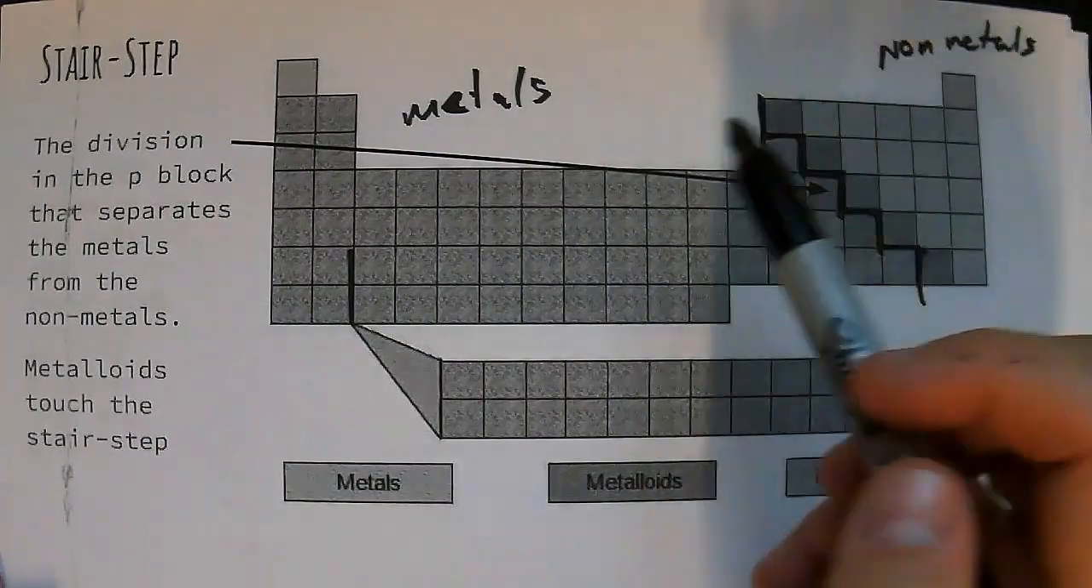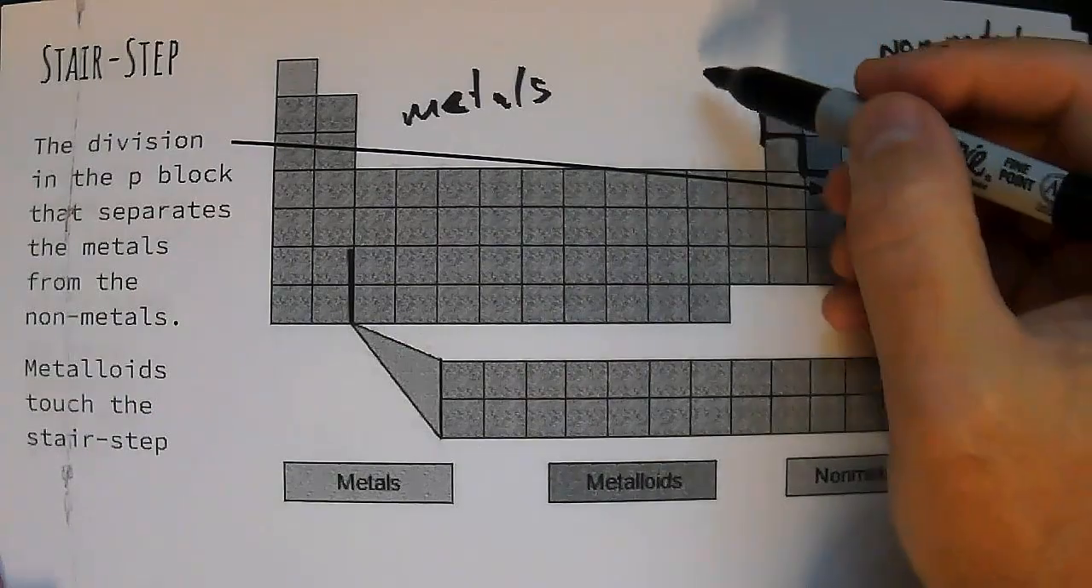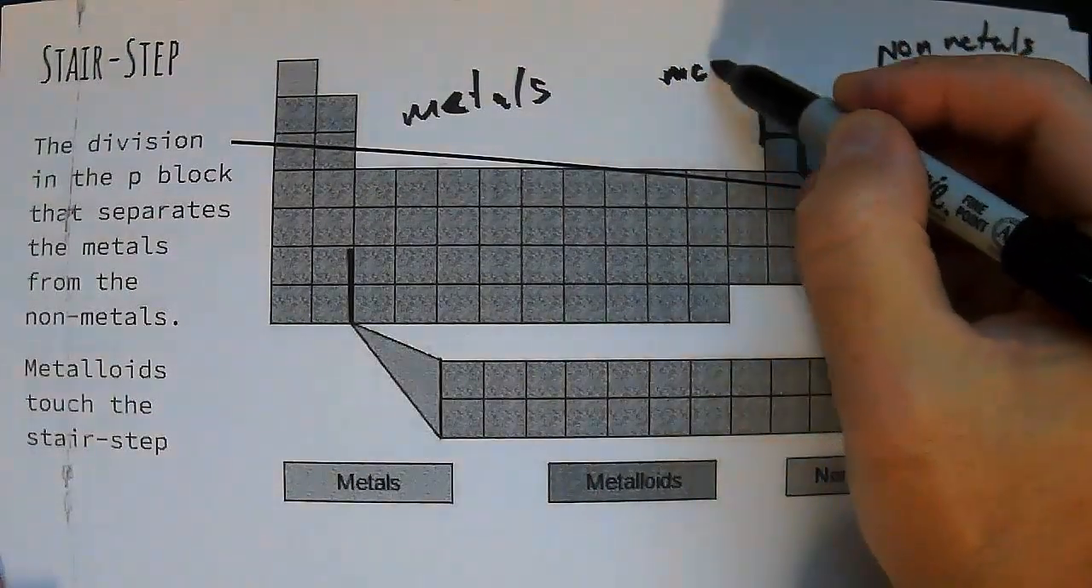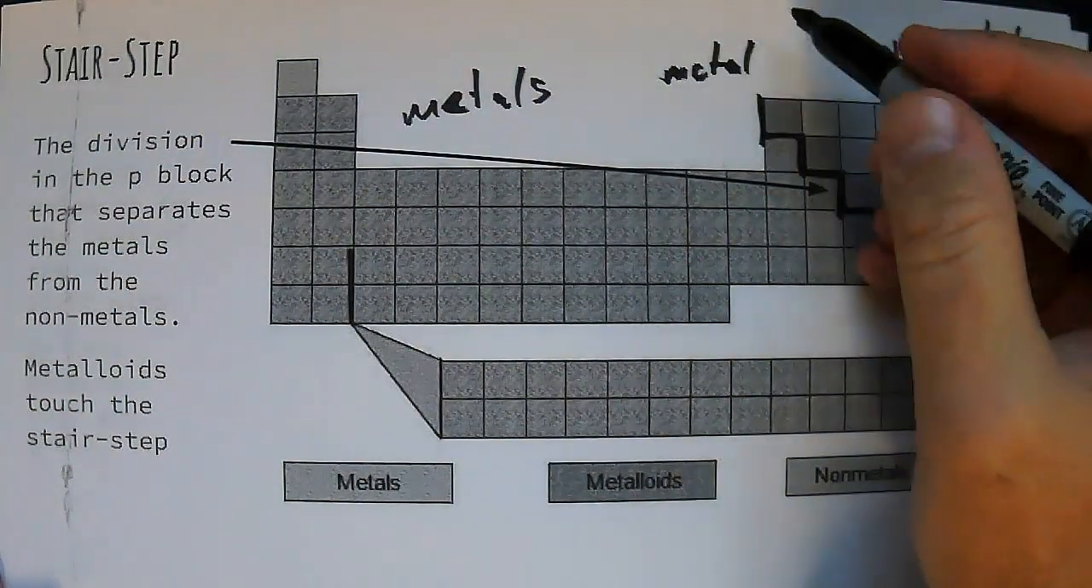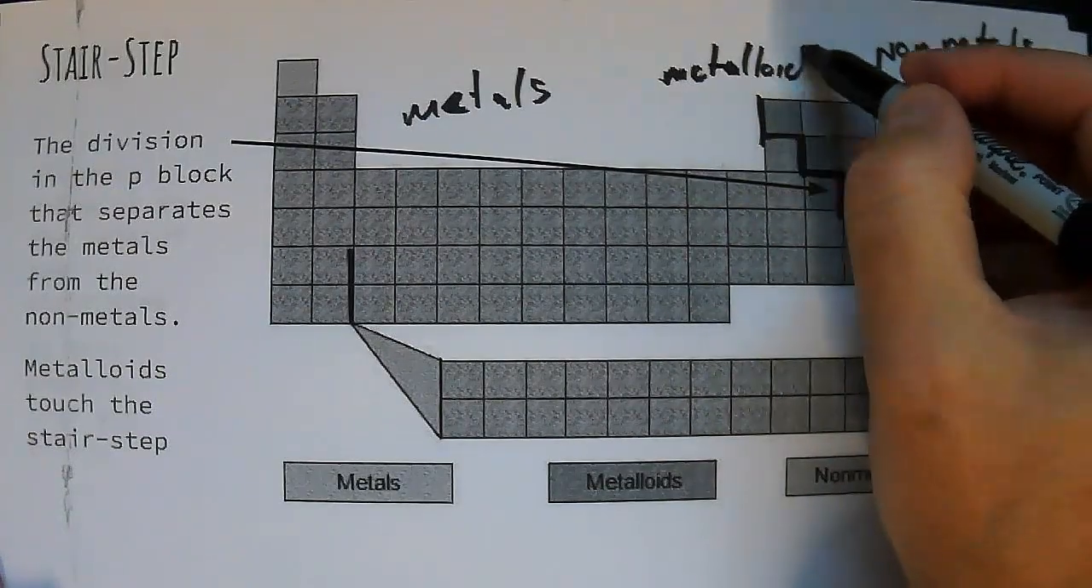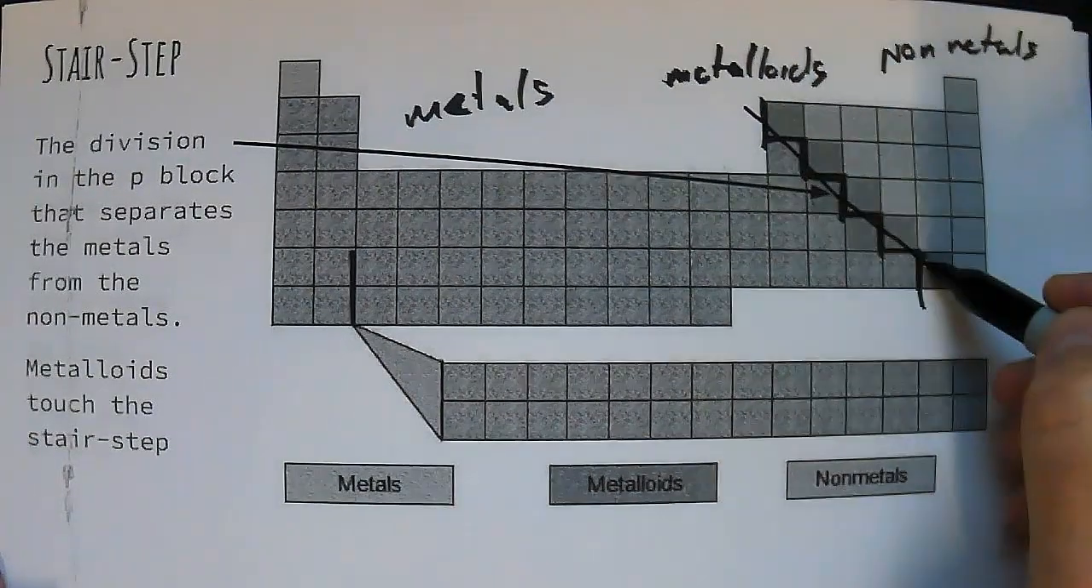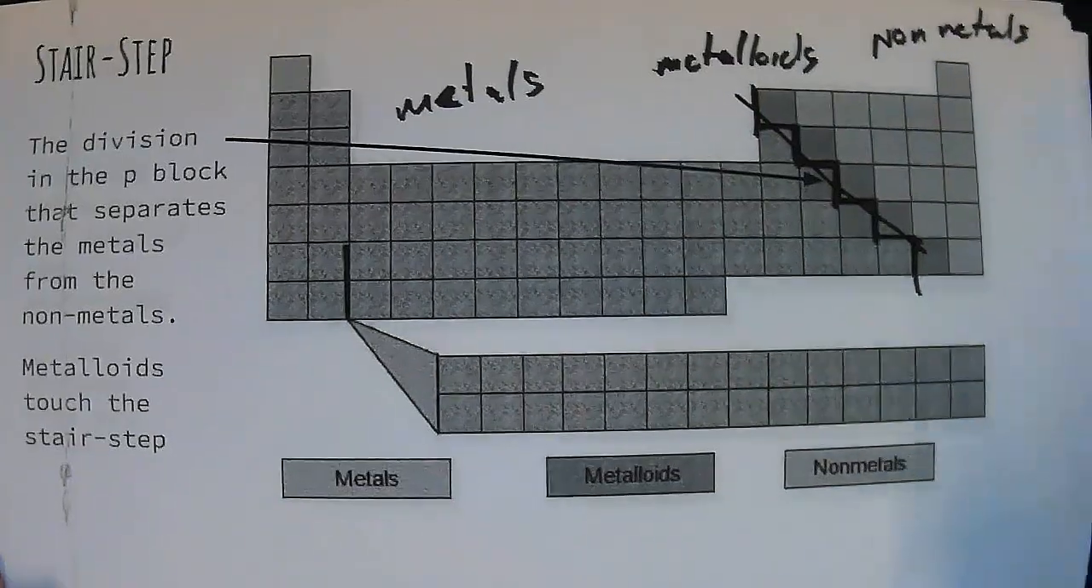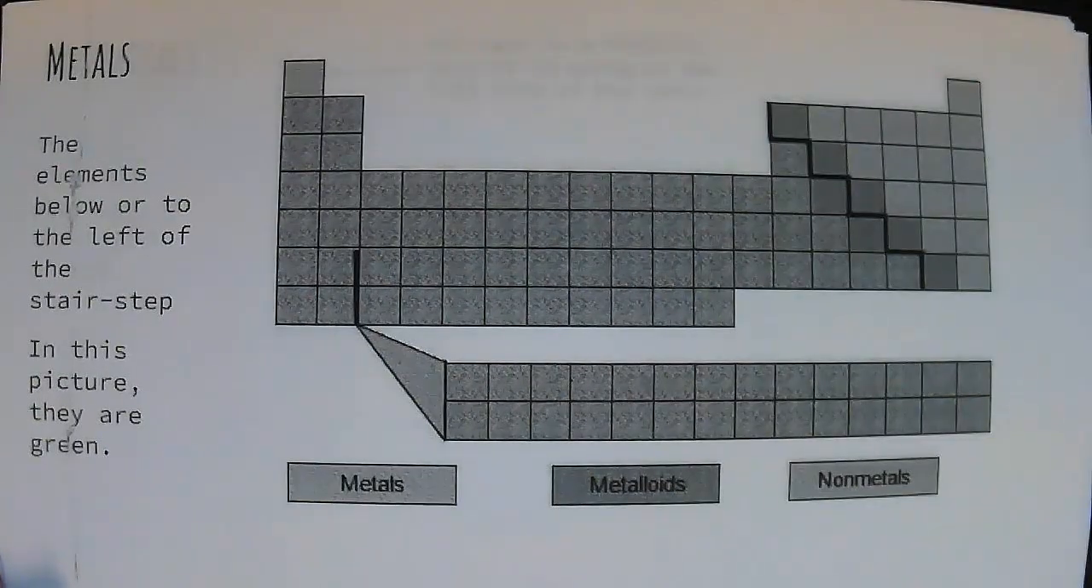Okay. And so the stair steps separate the periodic table into metals and nonmetals, and then the things that are kind of like a metal, but also kind of like a nonmetal, are called metalloids, and the metalloids kind of touch the stair step. Okay, more on that now.